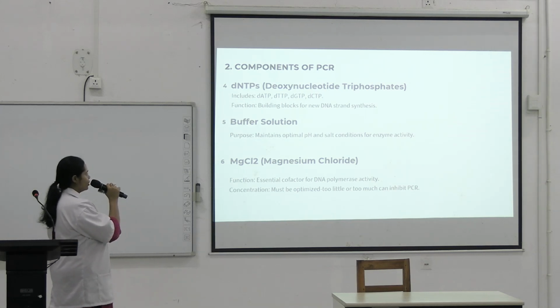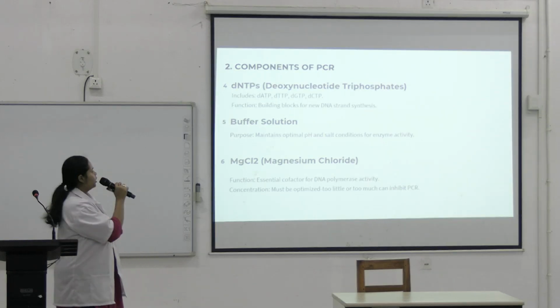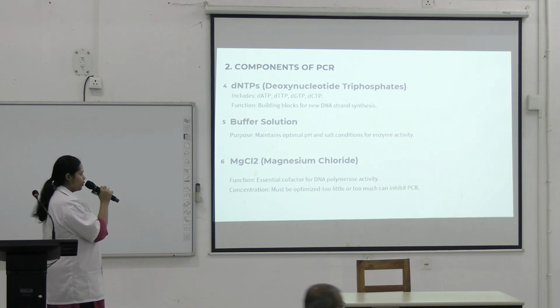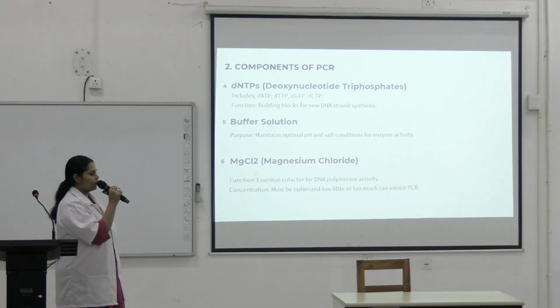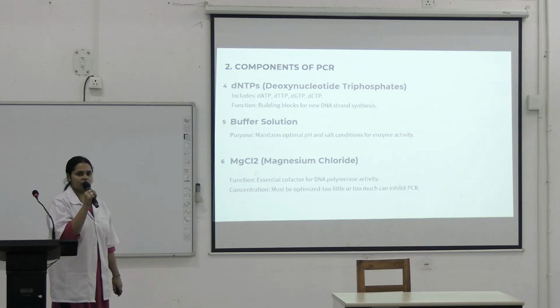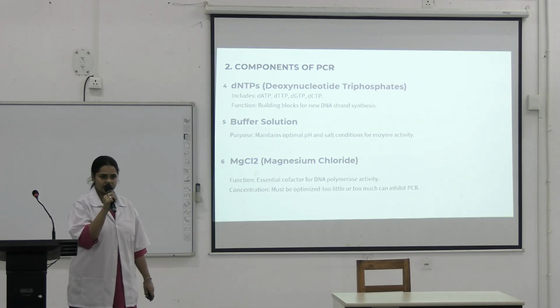Fifth, buffer solution, which maintains the optimal pH and salt conditions for the enzyme activity. Last but not the least, magnesium chloride, an essential cofactor for DNA polymerase activity. Its concentration must be optimized. Too little or too high can inhibit the PCR.